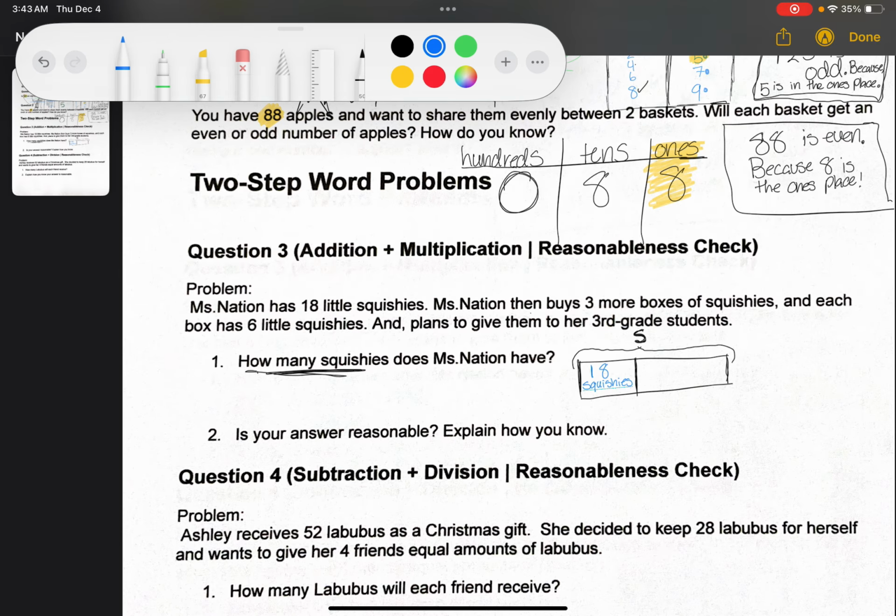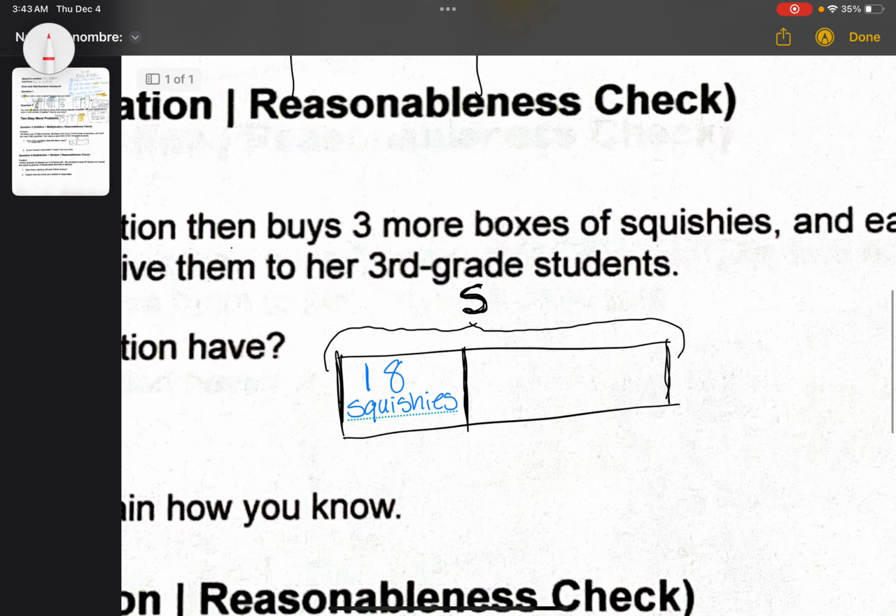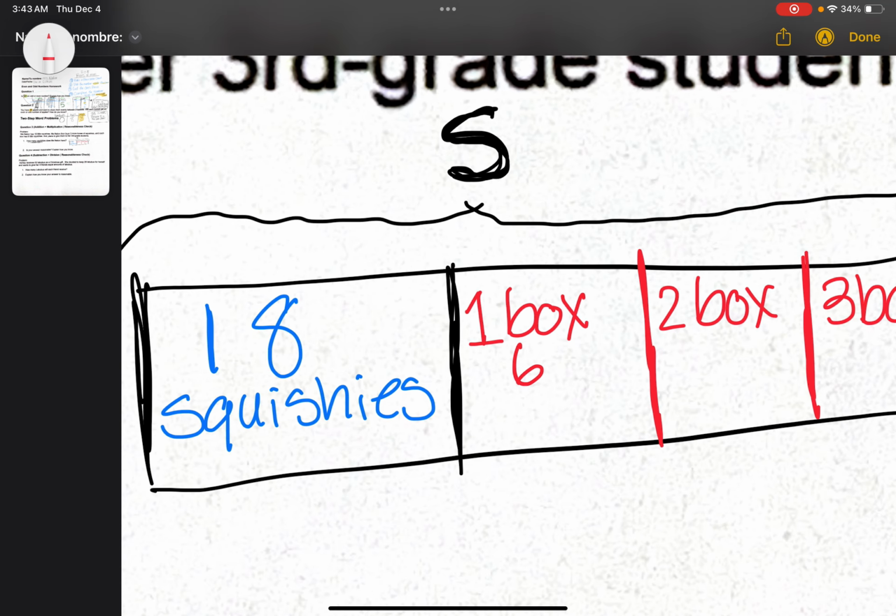And I recently bought 3 more boxes of squishies. So we have one box, 2 boxes, and 3 boxes of squishies. Now, each box has how many squishies? 6 squishies inside. So each box will have 6 squishies. And I'm going to spell this all out.